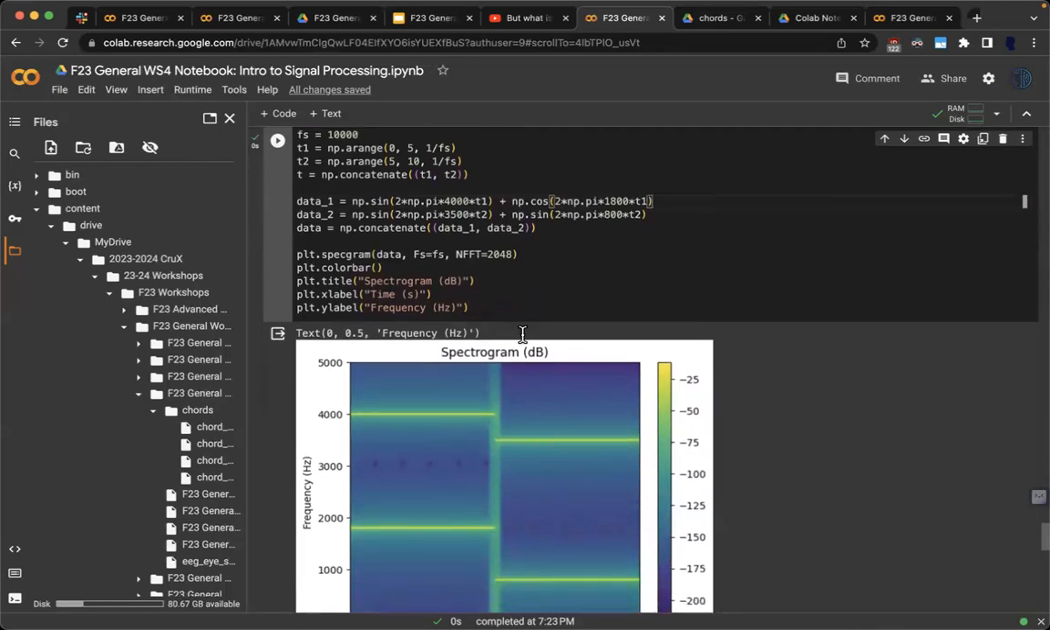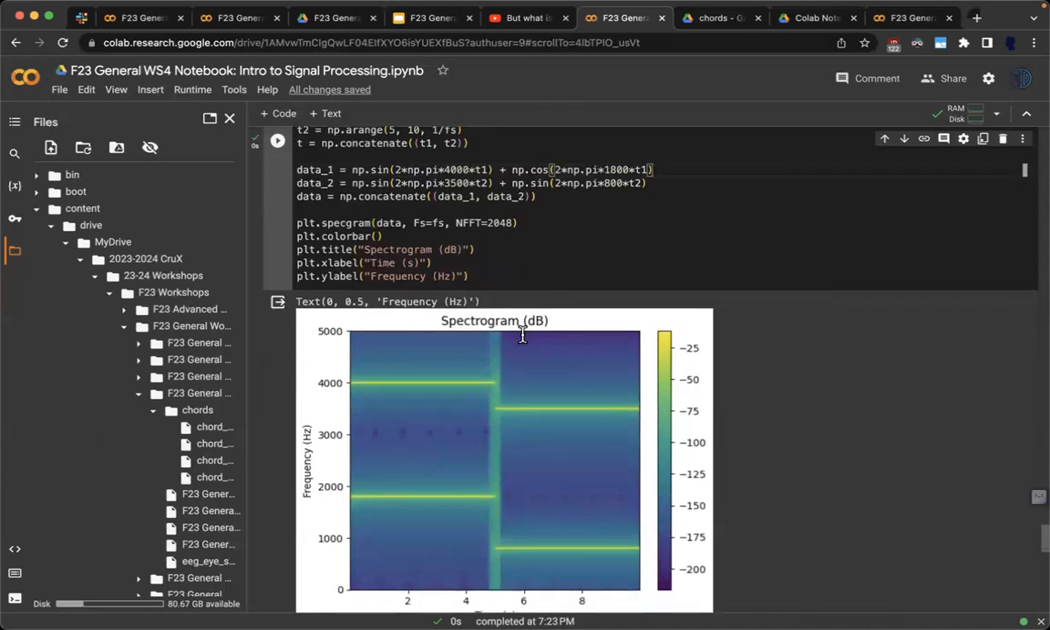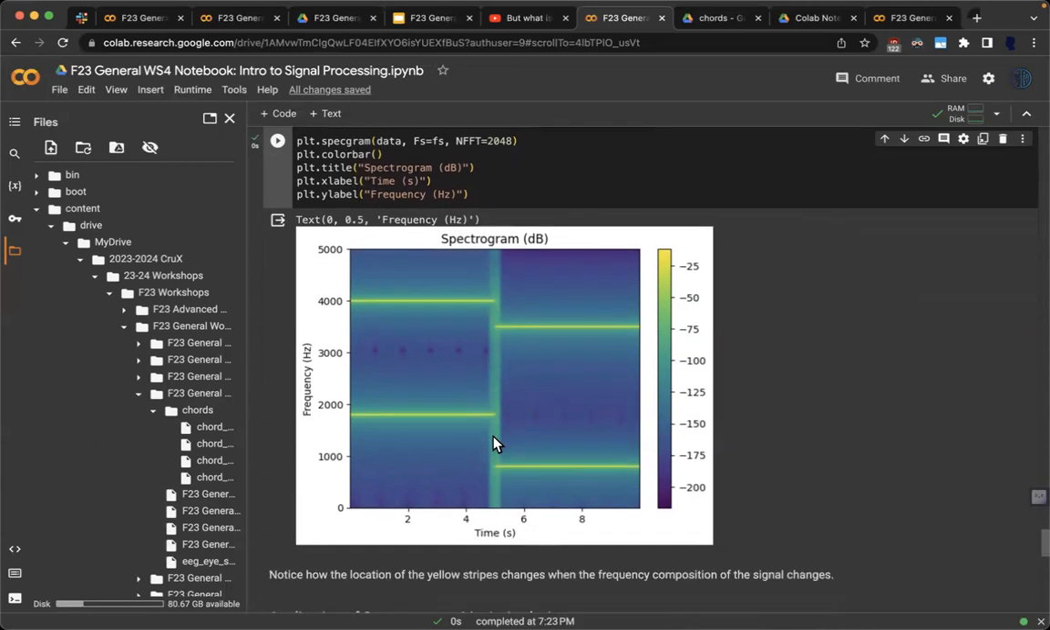Exactly. Like I said before, it's 2 separate functions here that we basically just mash together. So we have chunk 1, like 0 through 5 seconds, and then chunk 2, like 5 through 10 seconds. And so what you can see is at the 5-second mark, the frequency profile changes. Exactly.